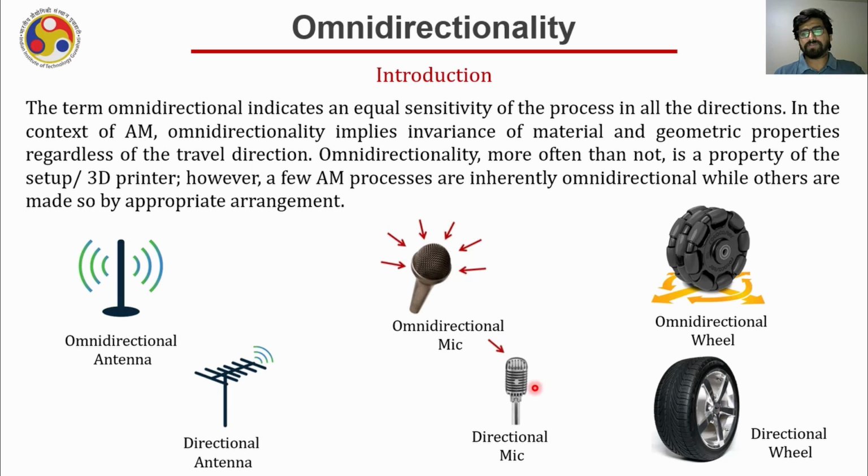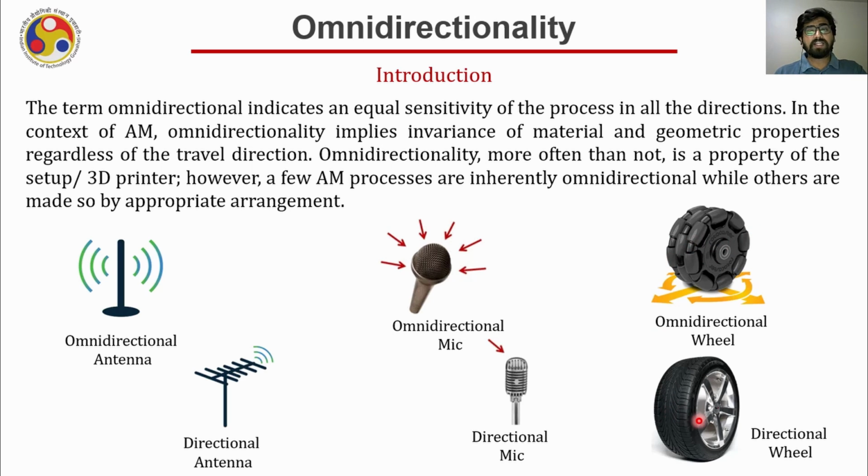from other directions. This is an example of omnidirectional wheel. Like this one is an omnidirectional wheel, and it can move in any direction, right? You can apply force in this direction, it will start moving here. If you apply force in this direction, it will move in this direction. So this is an omnidirectional wheel.